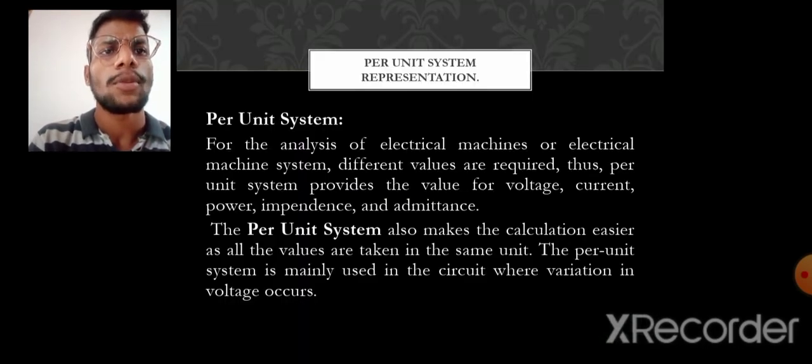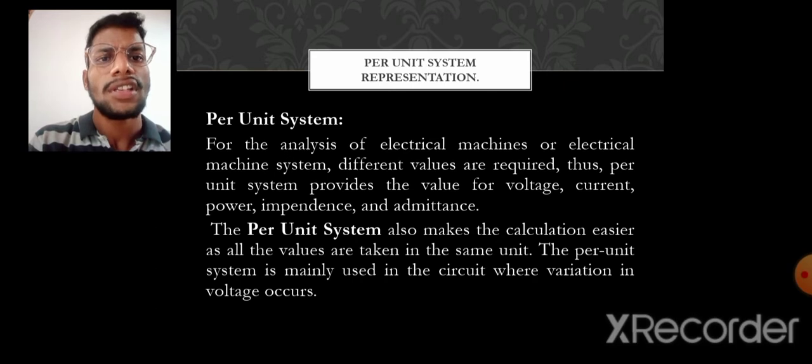Today my topic is about per unit system representation. First of all, we have to know what the per unit system is. For the analysis of electrical machines or electrical machine systems, different values are required. Thus, the per unit system provides the values for voltage, current, power, impedance and admittance. The per unit system also makes the calculation easy as all the values are taken in the same unit. And the per unit system is mainly used in circuits where variations in voltage occur.